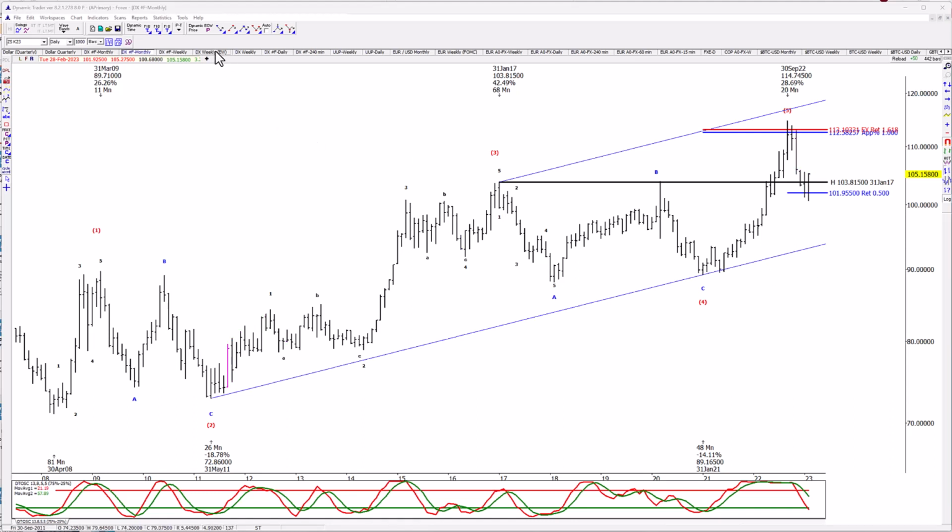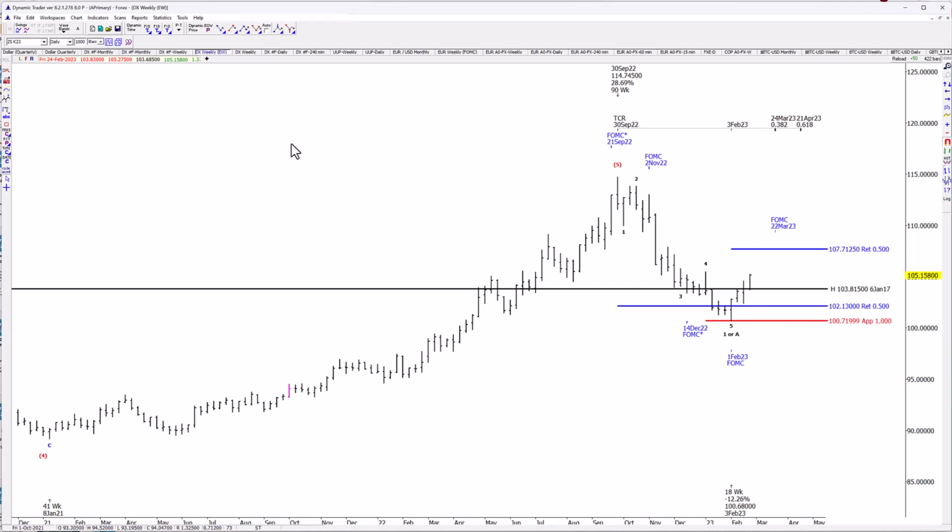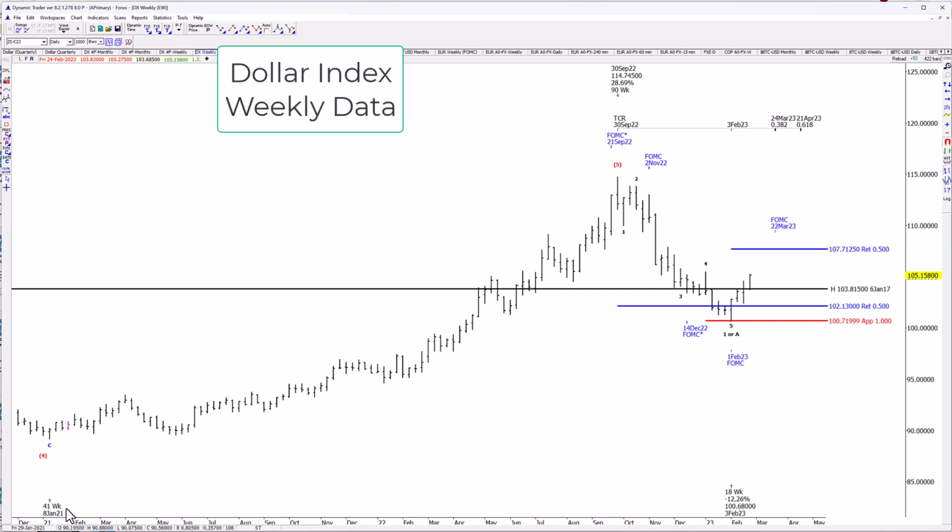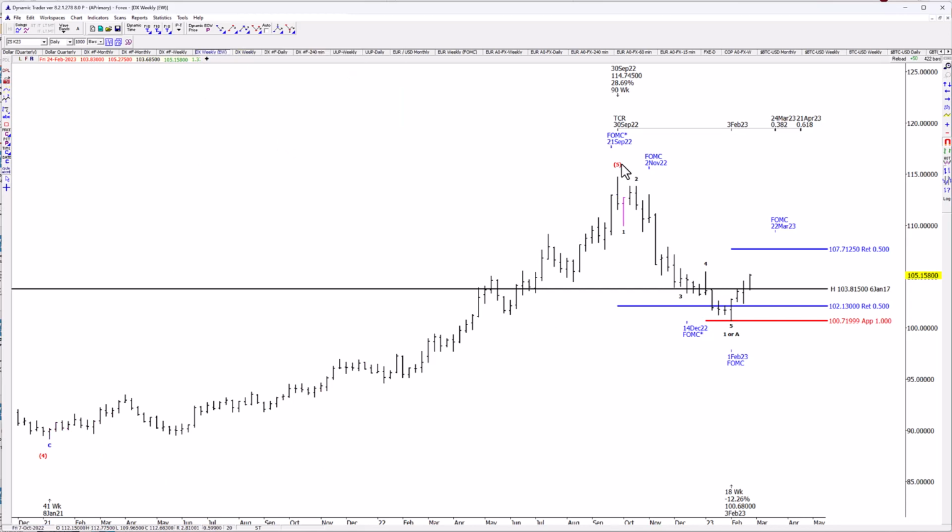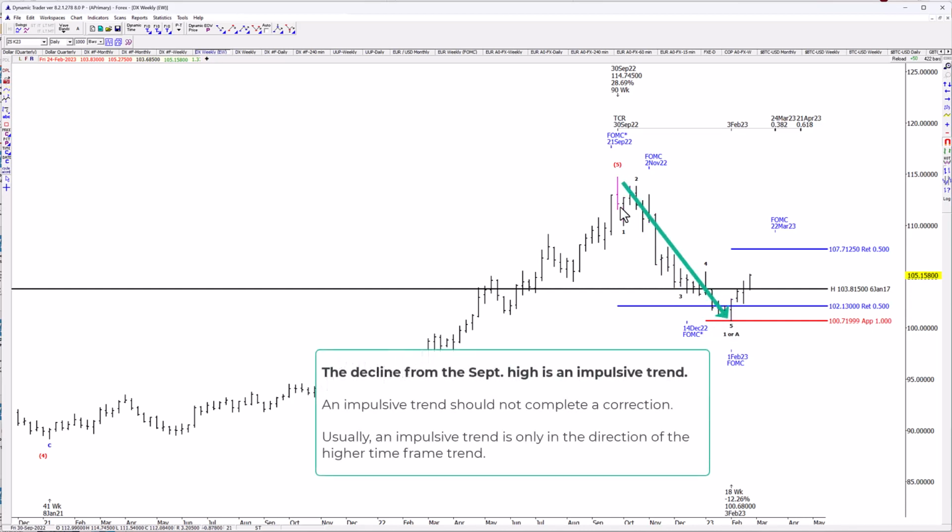Let us take a look at the weekly data, and the weekly data I'm just showing from the January 2021 wave 4 low into what is probably a wave 5 high in September. So let's look at this decline off of the September high. This is what we call an impulsive trend, and a correction should not be complete on an impulsive trend. I mean, this is just textbook impulsive Elliott Wave trend.